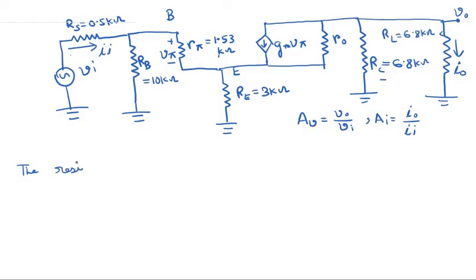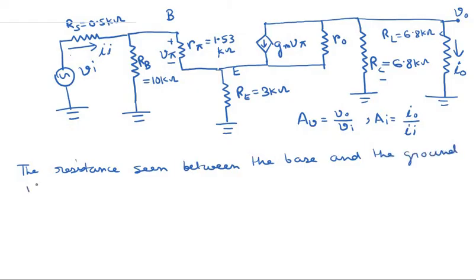The resistance seen between the base and the ground is known as the input base resistance. Okay, so basically the resistance that is seen looking at this part, so this point is basically our base. So the resistance that we look when we see here in this direction.